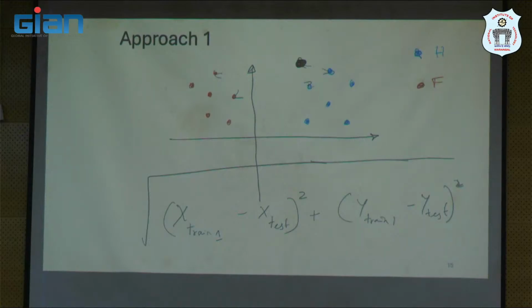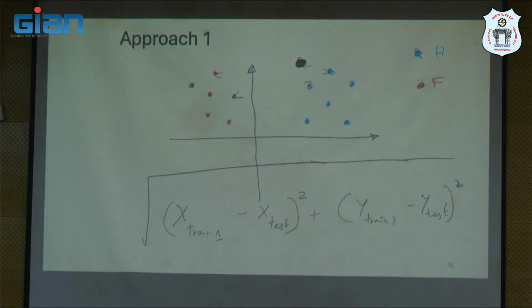So is this approach clear? The first thing is you have to calculate the distance of any given test point to every other point of the training data set. Once the distance is calculated, what do we do?